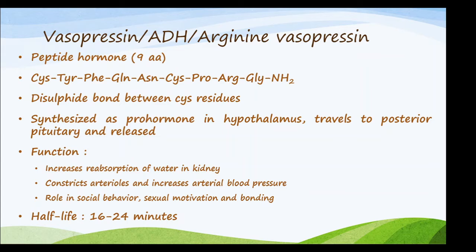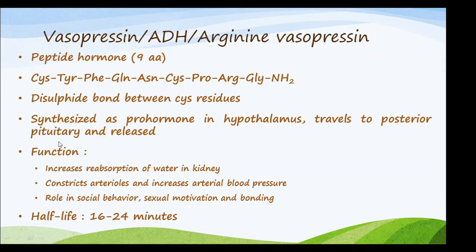ADH, or the antidiuretic hormone, is also called vasopressin, or more conveniently, arginine vasopressin. It's a peptide hormone of 9 amino acids: cysteine, tyrosine, phenylalanine, glutamine, asparagine, cysteine, proline, arginine, glycine. And there's a disulfide bond between the two cysteine residues. The hormone is synthesized as a prohormone in the hypothalamus, which travels to the pituitary and is released from the pituitary.